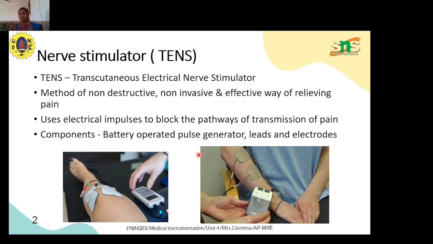If we combine all these three components, we can easily fabricate a nerve stimulator. Okay.